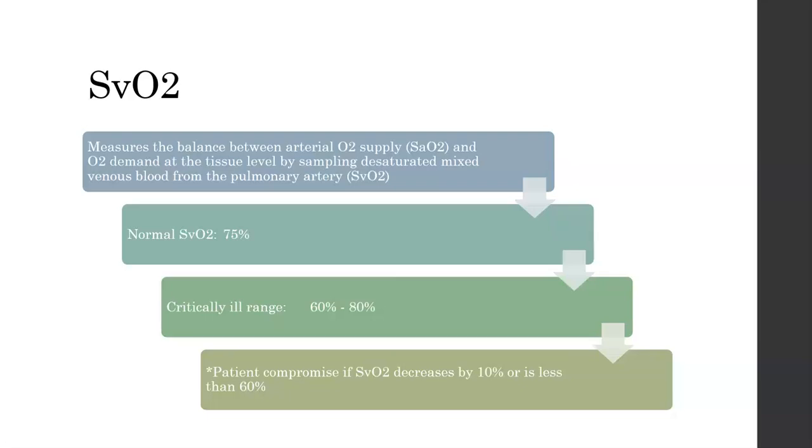Mixed venous blood in the pulmonary artery is normally 65 to 77% saturated with O2, and this represents adequate tissue perfusion and oxygenation. An SvO2 of 60%, like I said a minute ago, or a decrease of 10% or more, indicates a compromise in at least one of the determinants of O2 delivery. A decrease in cardiac output is the most common issue.